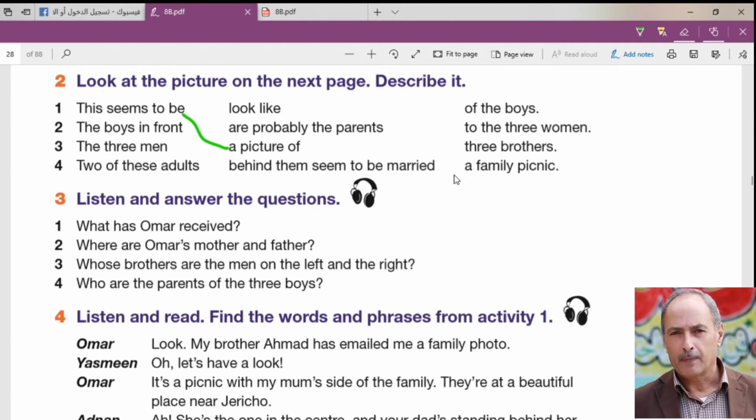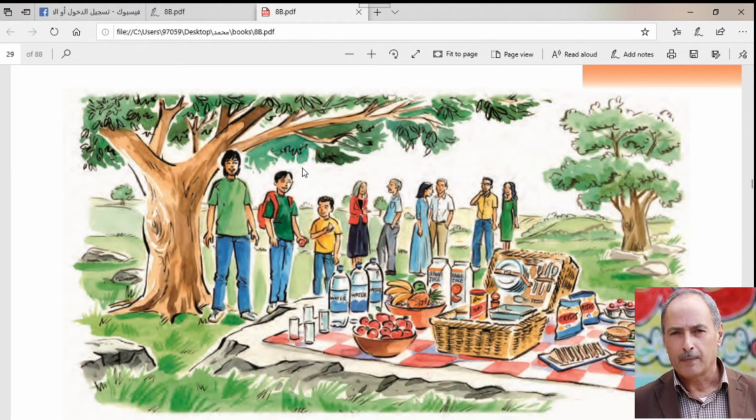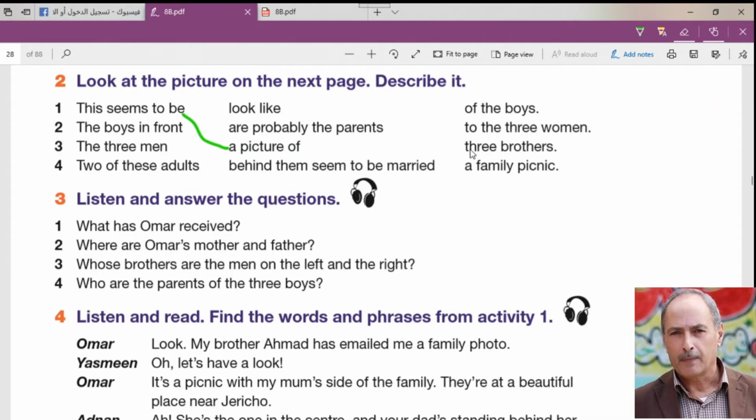Here we have two choices. Now we are going to use our knowledge of meanings to decide which one of these two goes with this sentence. Read the sentence from the beginning. This seems to be a picture of 3 brothers. Is it? Look at the picture. Is it a picture of 3 brothers only? Of course it's not. So we exclude this choice. نستثني هذا الخيار فبيظل عندنا الخيار الآخر a family picnic. So the correct sentence reads like this. This seems to be a picture of a family picnic. Right?